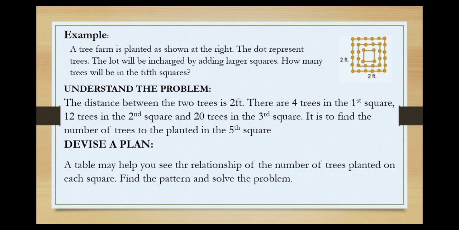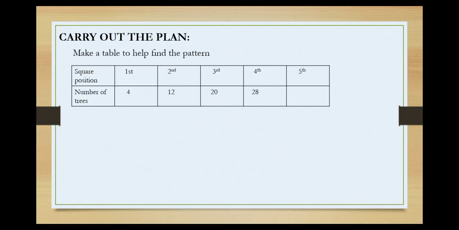Devise a plan. A table may help you see the relationship of the number of trees planted in each square. Find the pattern and solve the problem. Carry out the plan. Make a table to help find the pattern. We can see that in the first square there are 4 trees, in the second there are 12, and in the third square there are 20 trees. So in the first, second, and third squares, what pattern can we see?